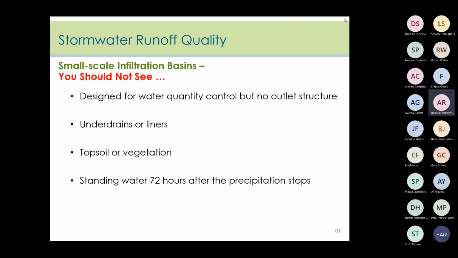So small-scale infiltration basins designed for water quantity must have an outlet structure. The reviewer must also not see any underdrains or liners in the design or any topsoil or vegetation in the landscape or planning plan. There must be no standing water in the basin 72 hours after the precipitation stops.